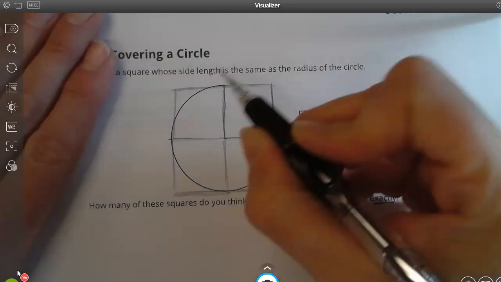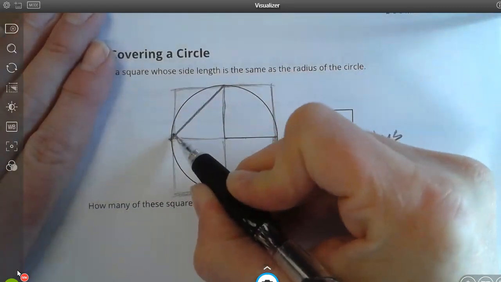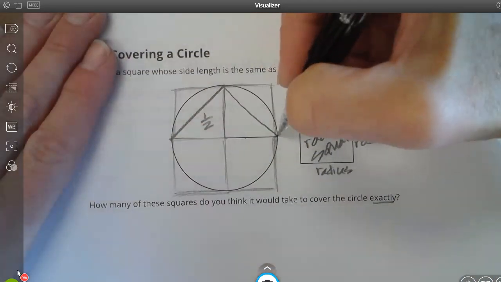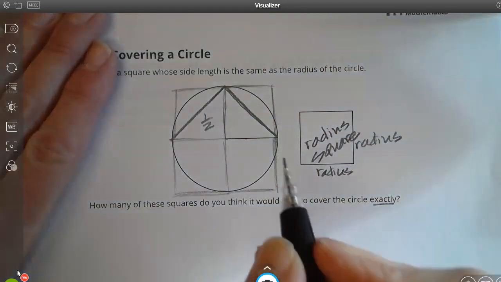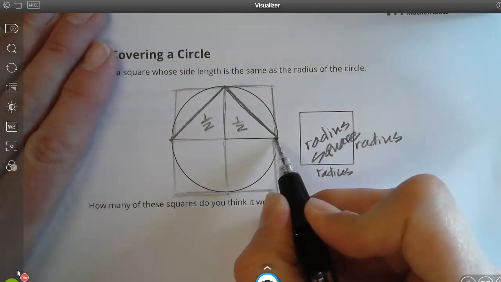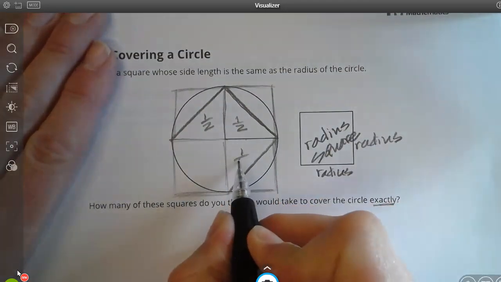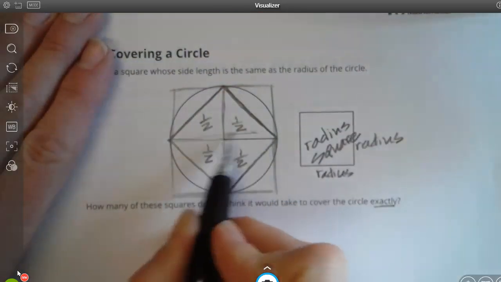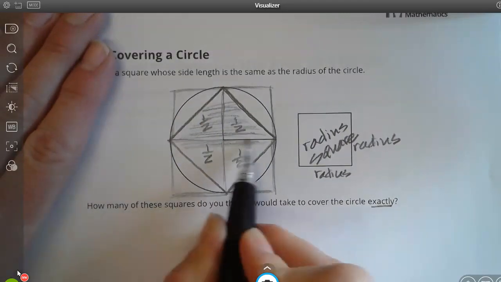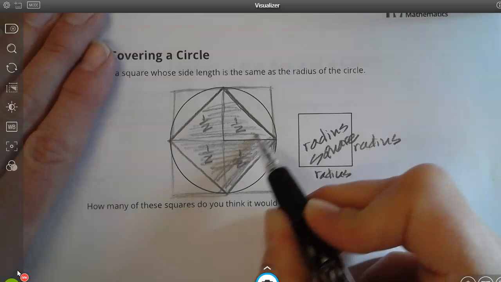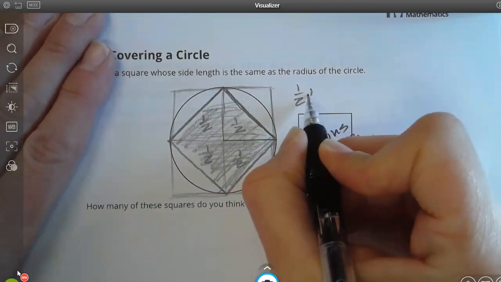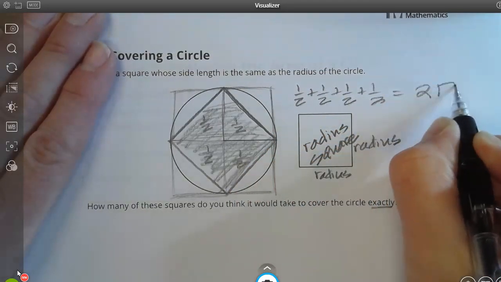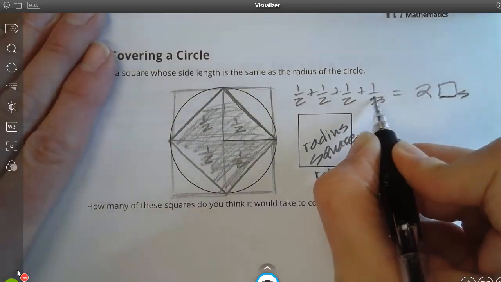So if we take this square and we cut it in half right here, that's going to be half a square in here, right? So we're going to do that on all of them, cutting that radius square into half. Okay, so these are each a half of the radius square. If we take 1/2 plus 1/2 plus 1/2 plus 1/2, we end up with 2 squares, right? Well, 2 squares are not going to be enough to cover that circle.